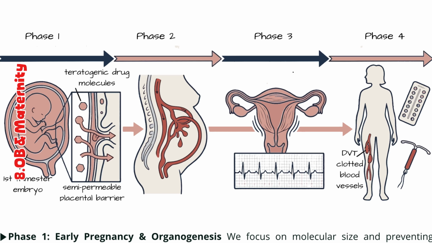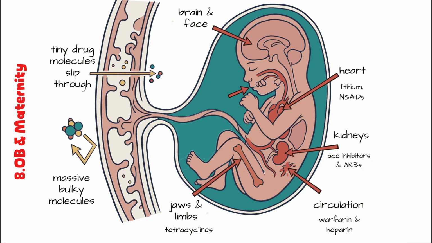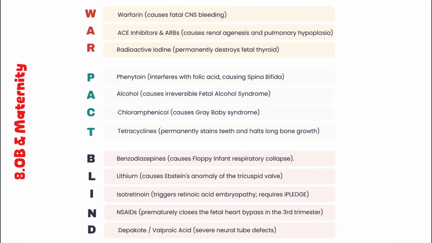Think of the placenta as a filter, not a wall. Tiny drug molecules slip straight through it and can permanently disrupt organ formation while the baby is still being built. Massive, bulky molecules get physically blocked. And because the fetal liver and kidneys are barely functional, anything that does cross builds up to toxic levels far faster in the fetus than it ever would in the mother. Before you give any medication to a woman of childbearing age, look at the checklist on your screen right now.